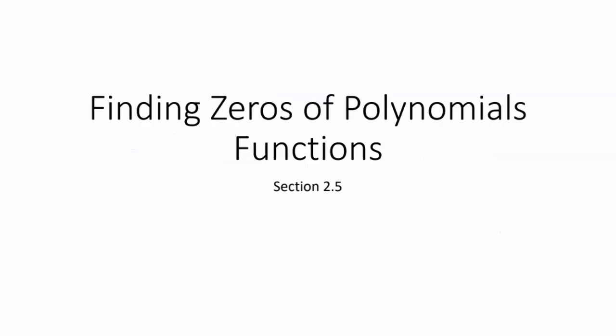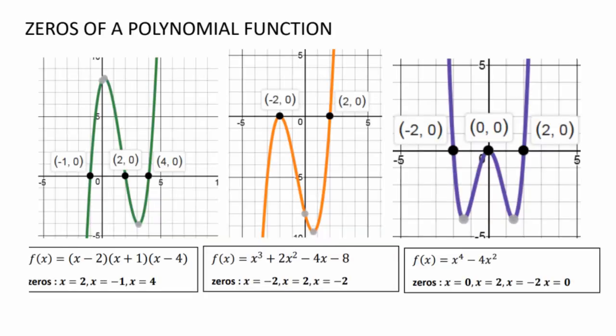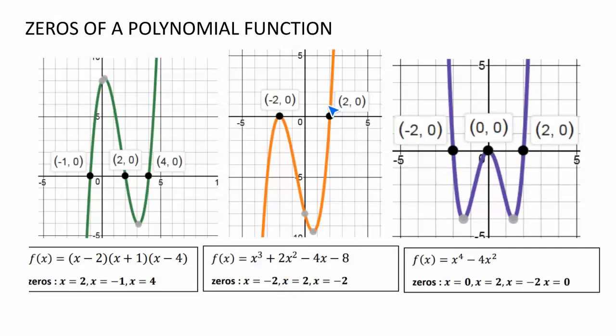So today we're going to be looking at finding zeros of polynomial functions, and this is for section 2.5. In the previous Friday Happy Hour, we were looking at these zeros here. We also talked about when a zero is going to cross, like in this example, or when it's going to touch. A zero touches whenever it's repeated an even number of times, and it crosses whenever it's repeated an odd number of times.